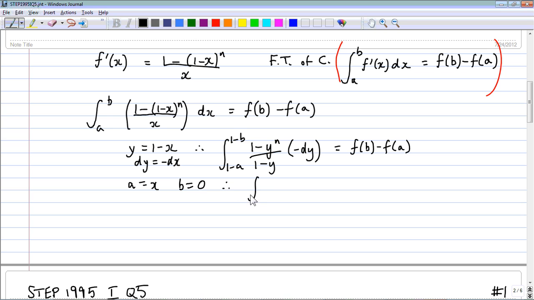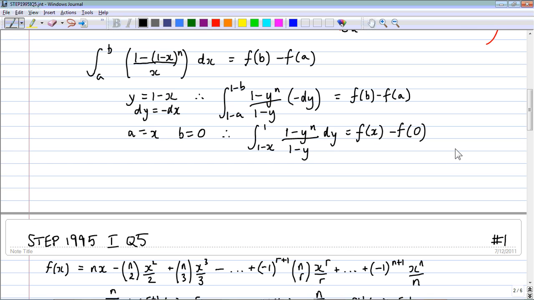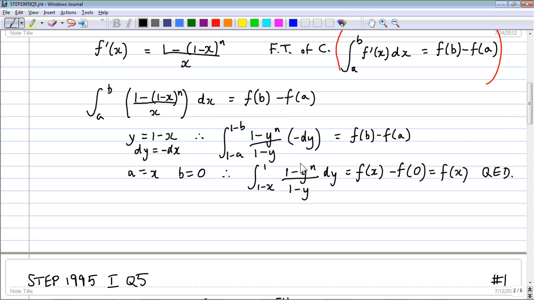This gives us the integral from 1 minus x to 1 of 1 minus y to the n over 1 minus y dy equals, now be careful, we had a minus sign here, so let's just flip this, fa minus fb, fa being fx and fb being f0, and finally we can observe that f0 is simply 0. If you look at the function, if you put 0 in for x, all the terms are 0, so this is fx. And that is QED because that was to be shown, that fx is equal to this specific integral.